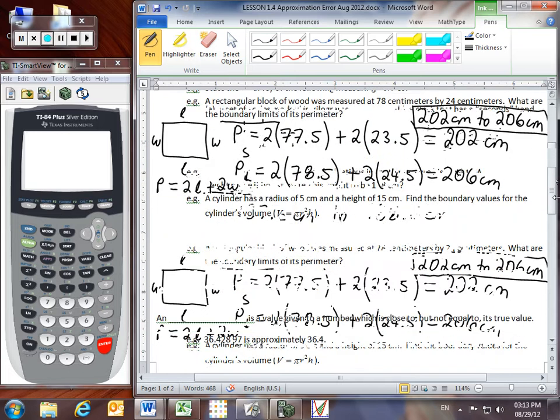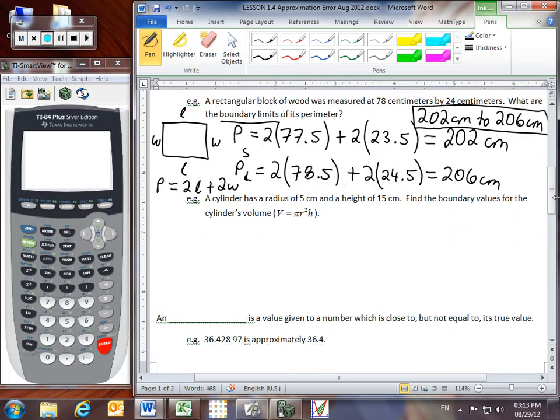Next example involves the volume of a cylinder. You might not remember that formula, so I've given it to you here. We've got a radius of 5 and a height of 15. So what are the boundary values? Let's start with the smallest possible volume that we could have, which would be pi times our smallest possible radius, which is 1/2 less, so 4.5 centimeters squared, times the height. The smallest possible height is 14.5 centimeters.